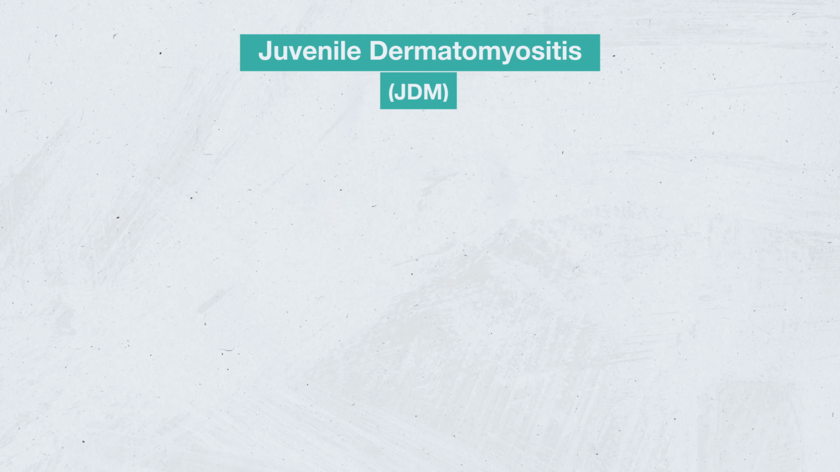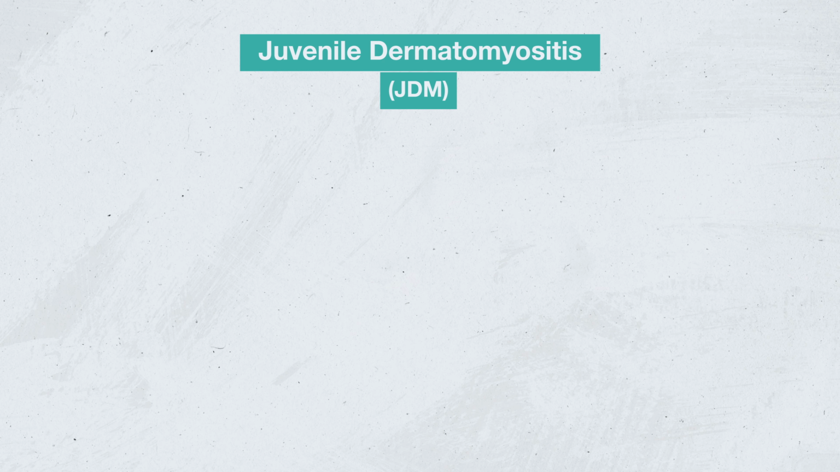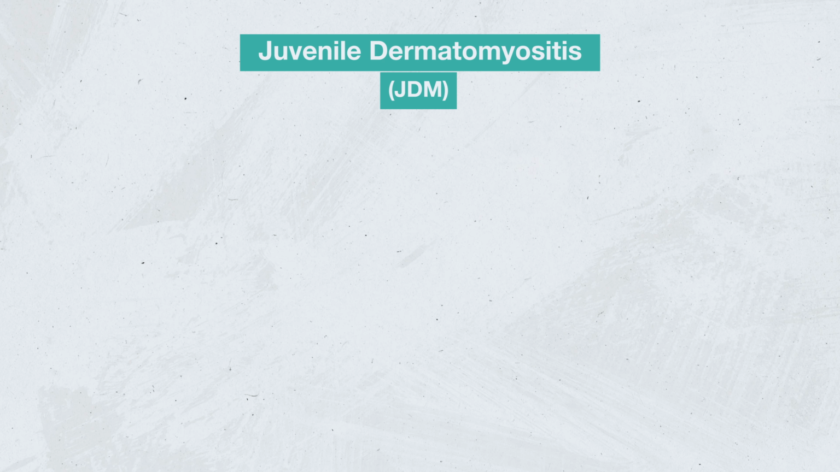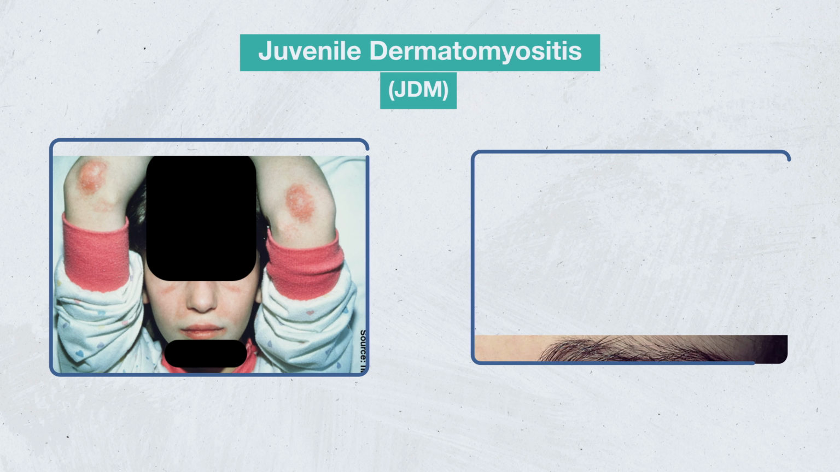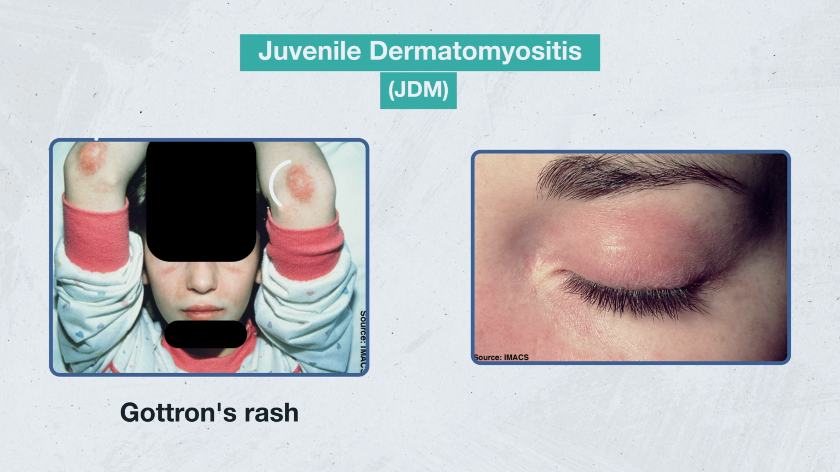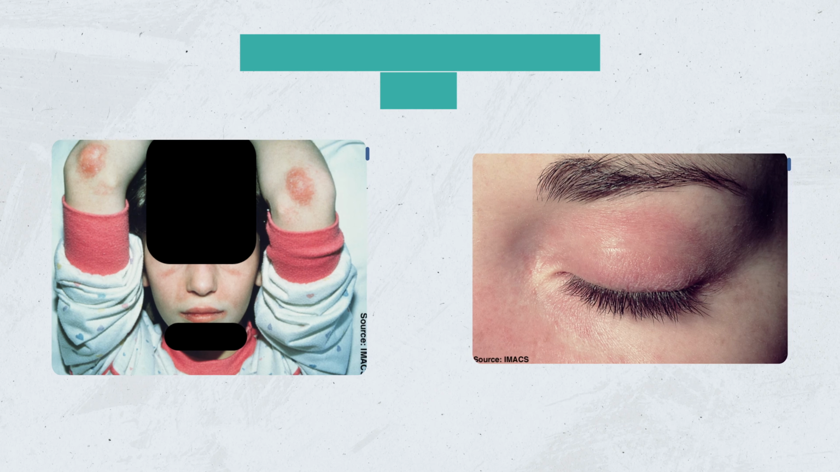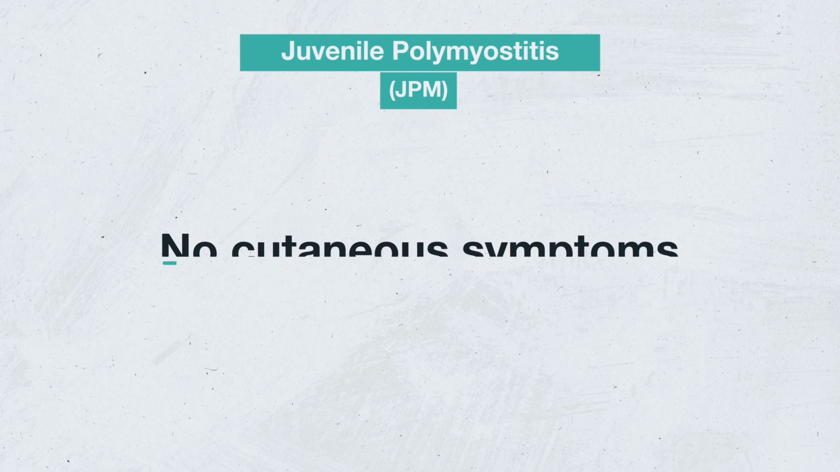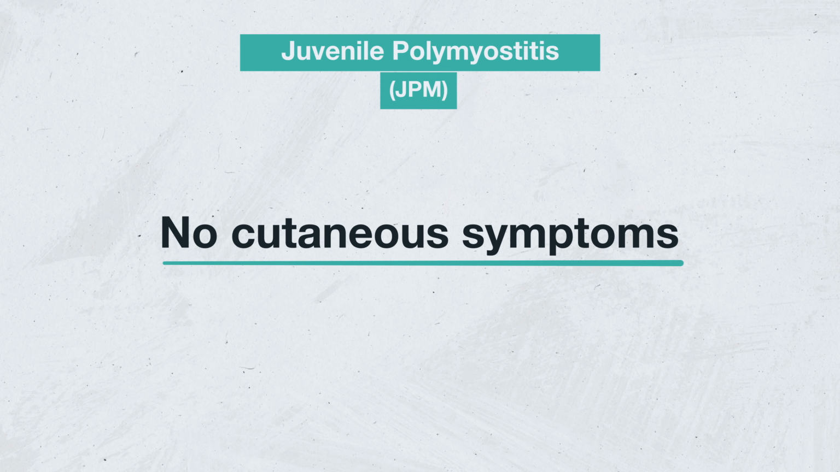This disease is very similar to juvenile dermatomyositis, also called JDM, with the main clinical differentiator being patients with JDM often have cutaneous symptoms like Gottron's rash or heliotrope rash. JPM, on the other hand, has no cutaneous involvement whatsoever.